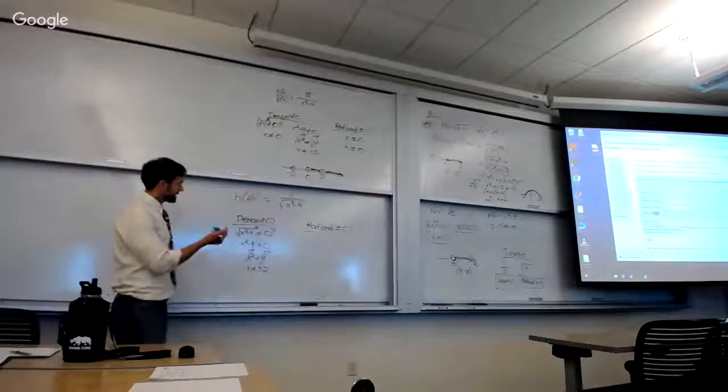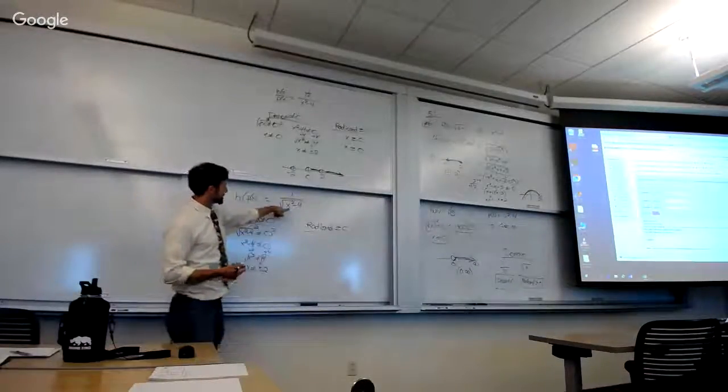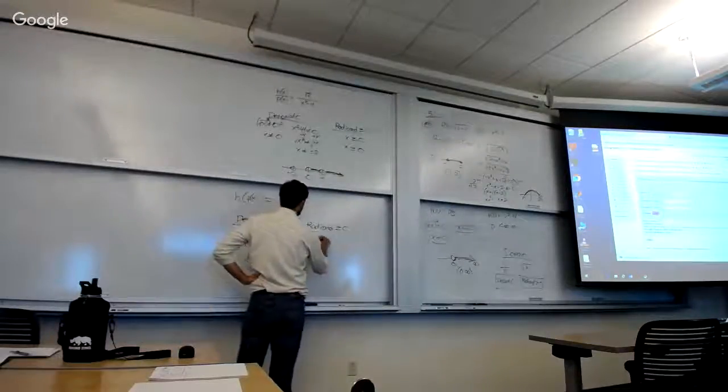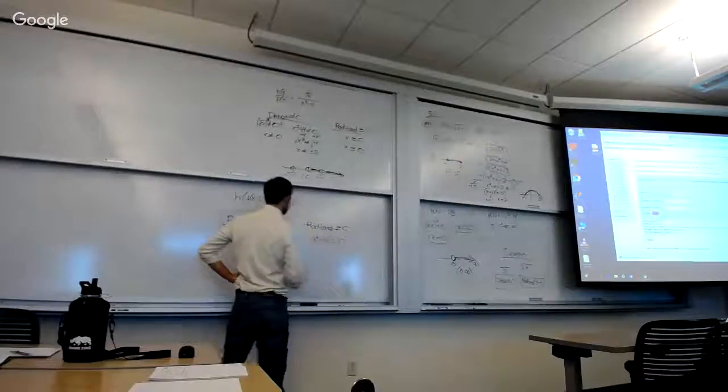And then we also have a radicand test. We have a radicand here. We're saying x squared minus 4 better be greater than or equal to 0.